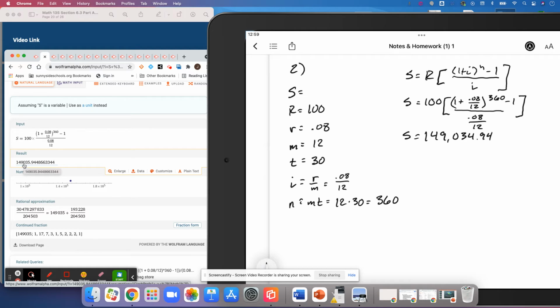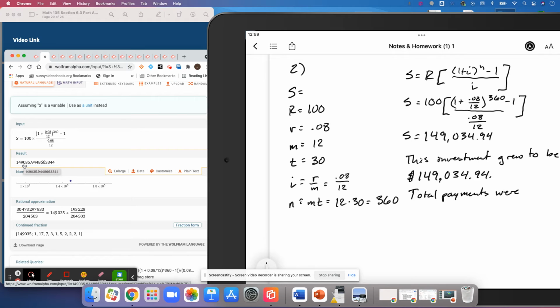And so this investment grew to be $149,035.94. Total payments were $100 a month, so $1,200 a year times 30 years.